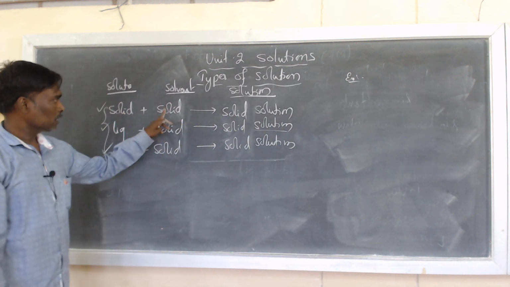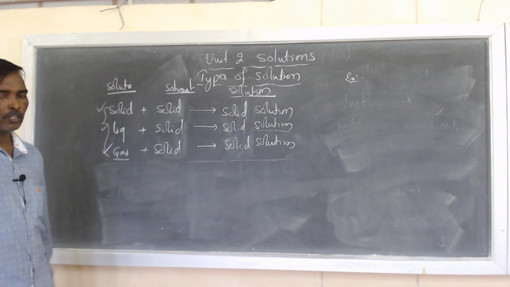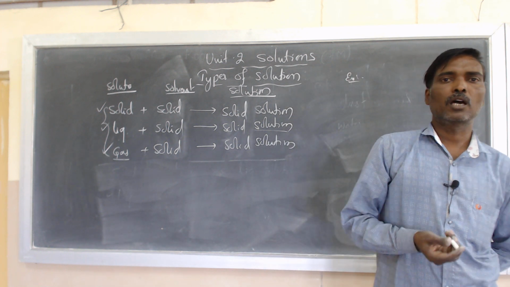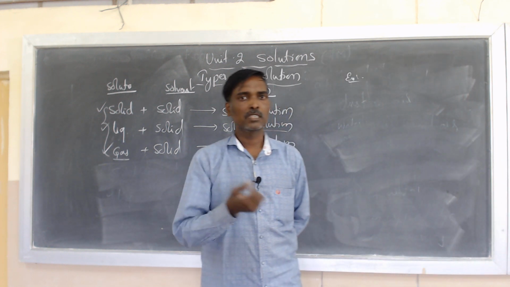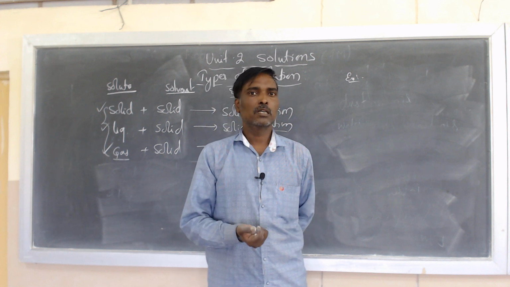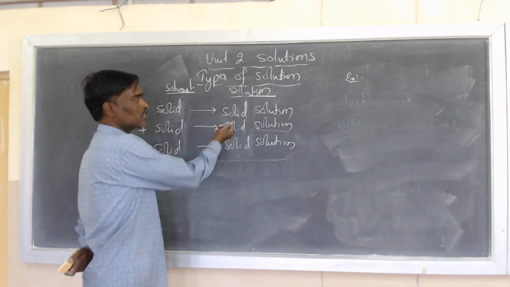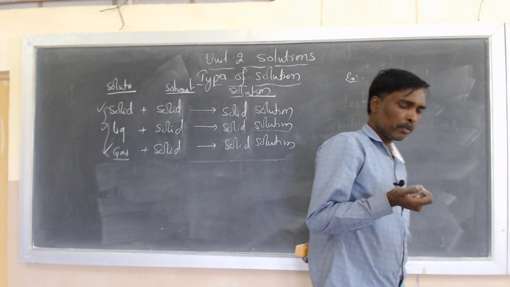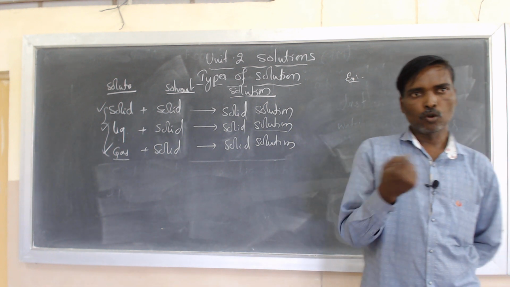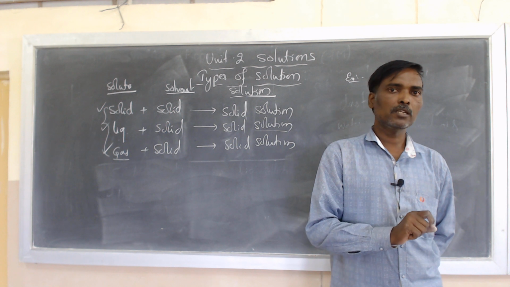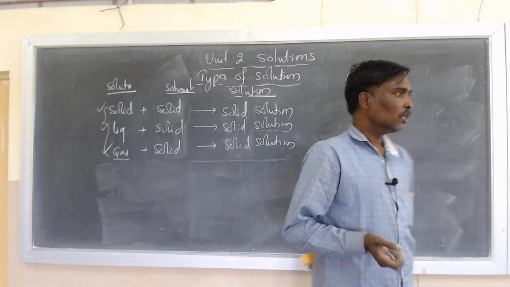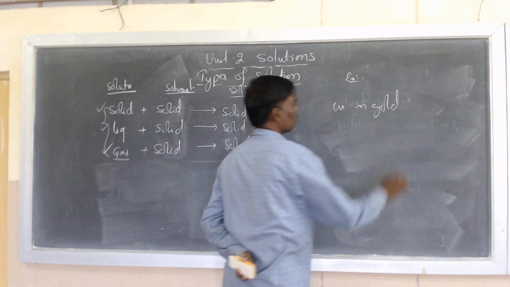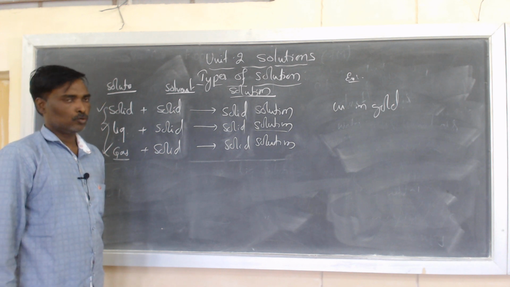Now, an example for solid in solid, where the solute as well as the solvent are both in solid state. The best example is alloys, where an alloy is a mixture of different solid metals, so it also forms solid solutions. Or while preparing jewelry, in gold they add some copper. Copper is also solid, gold is also a solid. So copper in gold also forms a solid solution.